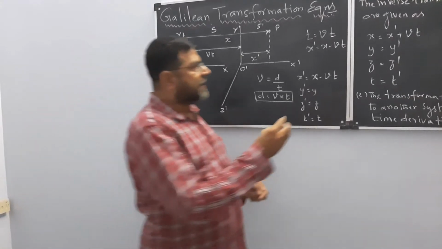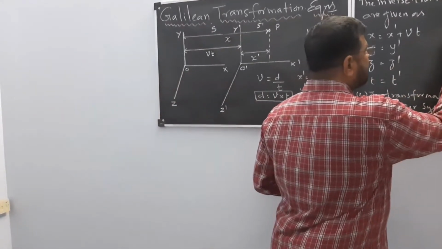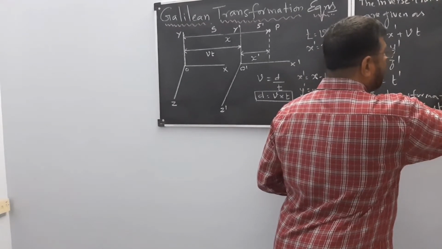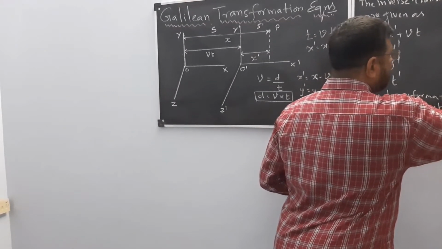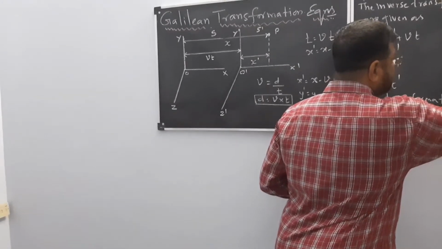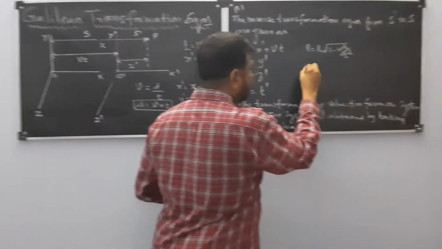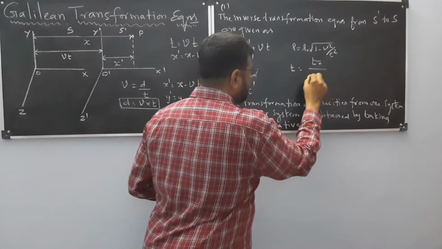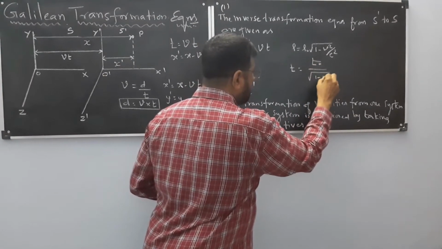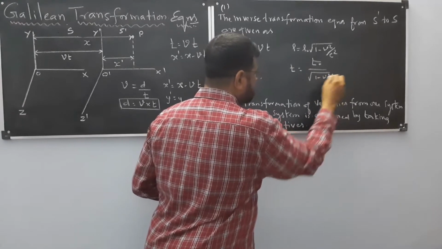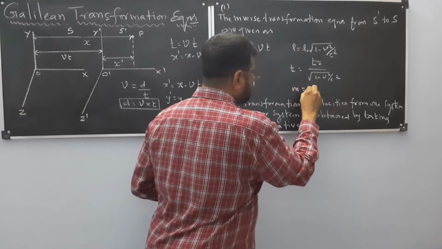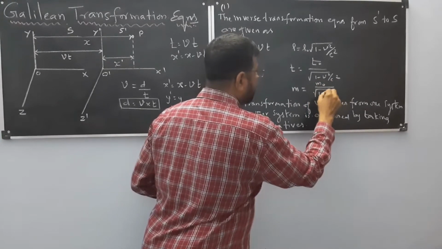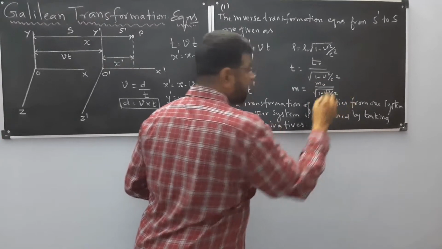We know that length contraction can be written as L is equal to L naught into root of 1 minus V square by C square. This is known as length contraction. Time dilation T is equal to T naught divided by root of 1 minus V square by C square, and mass variation M is equal to M naught divided by root of 1 minus V square by C square.